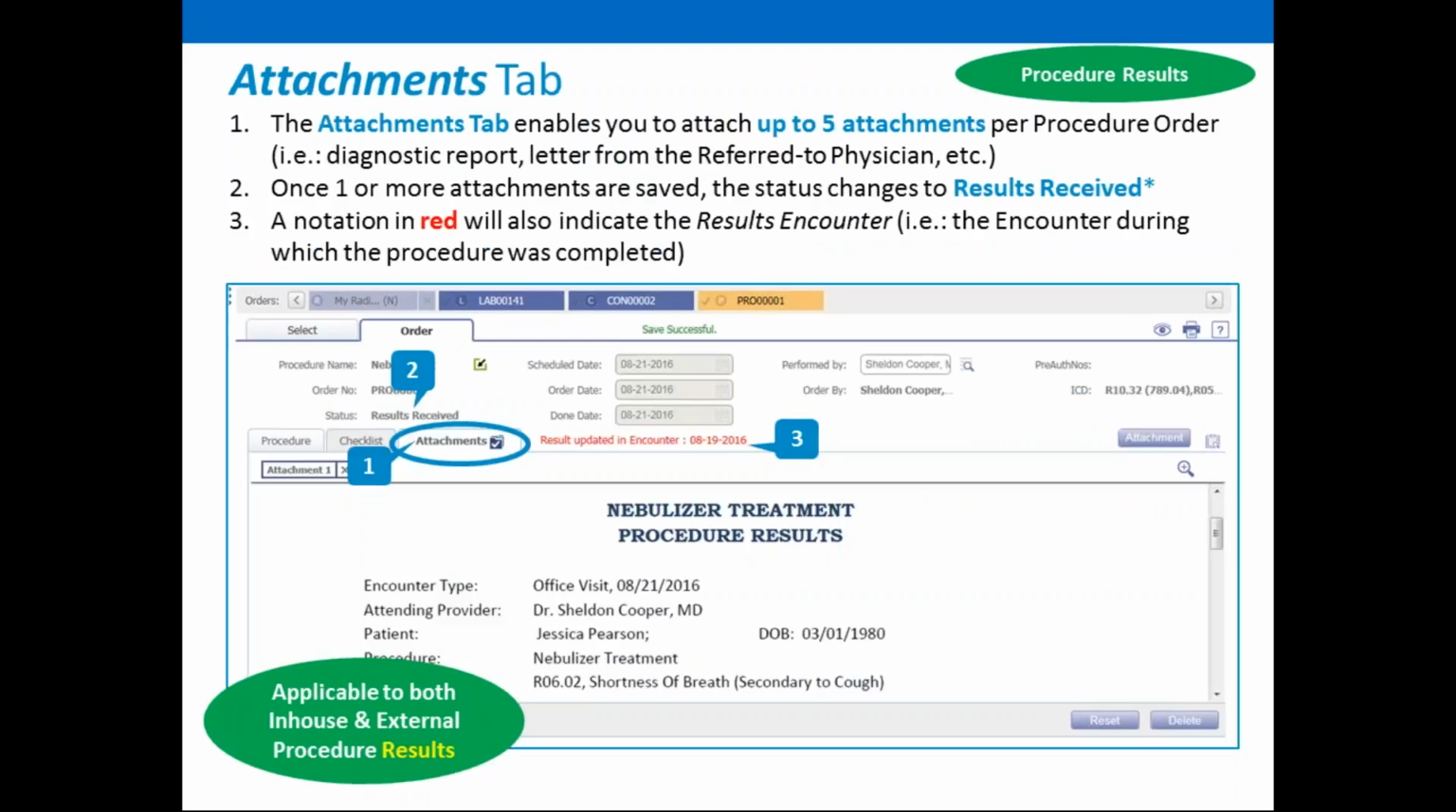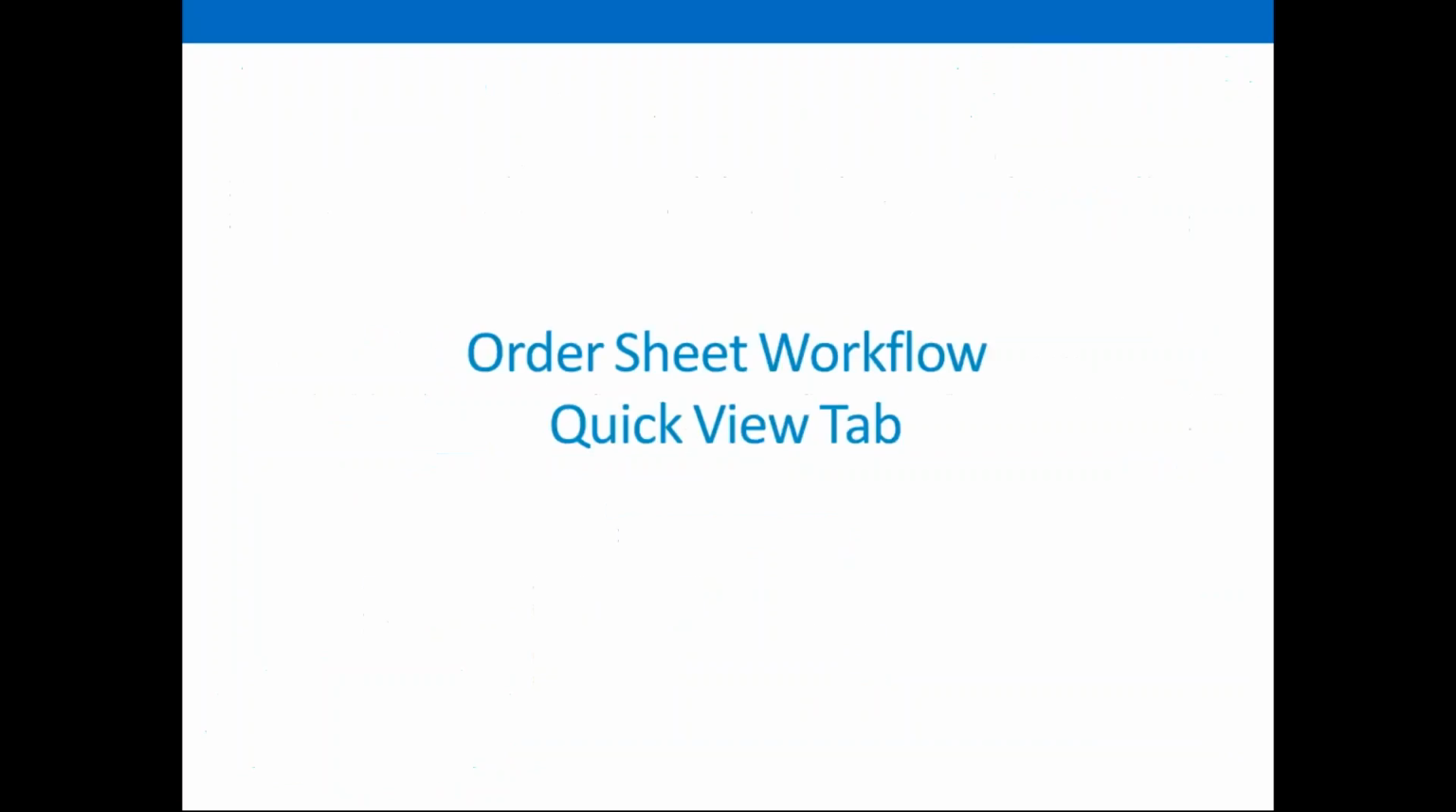And then you have the attachments tab, just as we saw in the results. So if you did send this patient out, and now you're getting the results back from where they went, you're getting the sleep study results from the sleep lab, you're getting the MRI result or the diagnostic report or whatever, now you can attach it. And as you see there next to the number 3, it lets you know on what encounter those results are associated. So that's the workflow of the order sheet by order type.